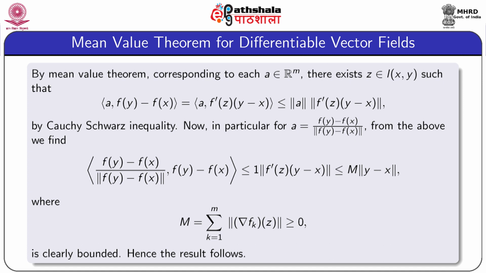Now, we put in particular a equal to the vector fy minus fx divided by norm of fy minus fx. Clearly, a is a unit vector. Putting it in the above expression, we find that the inner product of fy minus fx by norm of fy minus fx with fy minus fx is nothing but norm of fy minus fx, and it is less or equal to 1 times norm of f dash z y minus x, and that is also less or equal to M times norm of y minus x, where M is summation k equal to 1 to m norm of grad fk evaluated at z, and clearly it is non-negative. Moreover, M is bounded. Hence, the result follows.